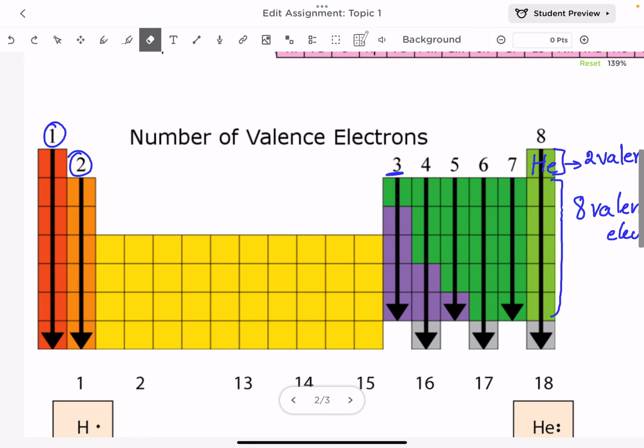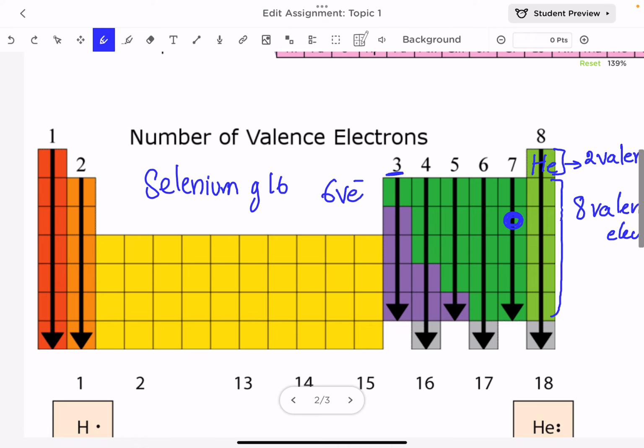So for example, you have a question: identify the valence electrons of chlorine. Chlorine belongs to group 17. It's right here. So it has 7 valence electrons, not 17, 7. Or for example, if I have a question about selenium, selenium belongs to group 16. Selenium is in group 16. So selenium has 6 valence electrons.